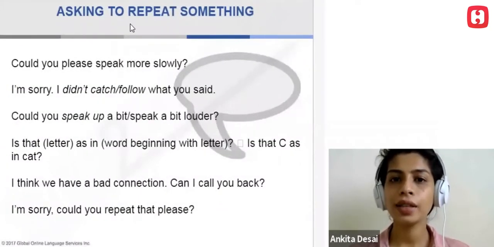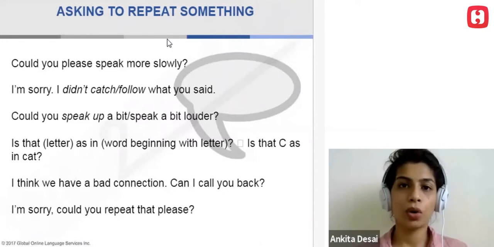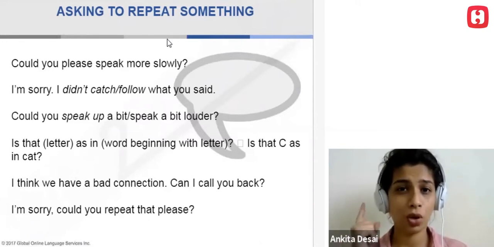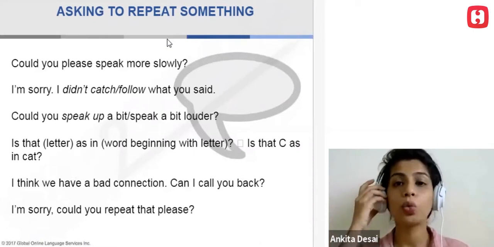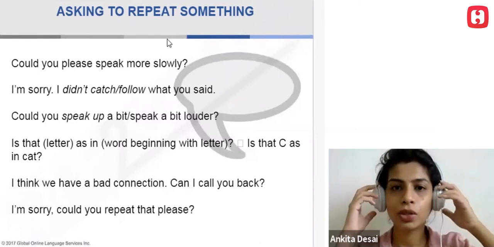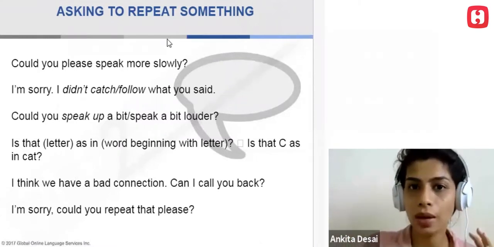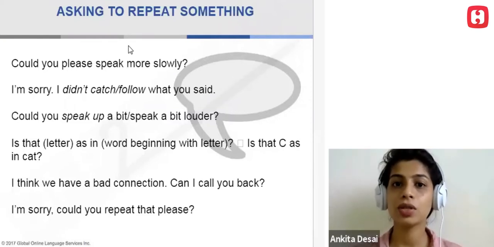Okay. Asking someone to repeat. How will you ask the person to repeat? Maybe you want the person to repeat because you did not hear very well, or maybe there was disturbance, or the volume is too low. Or maybe because you were busy with something else and you couldn't focus. So how will you ask the person to repeat?